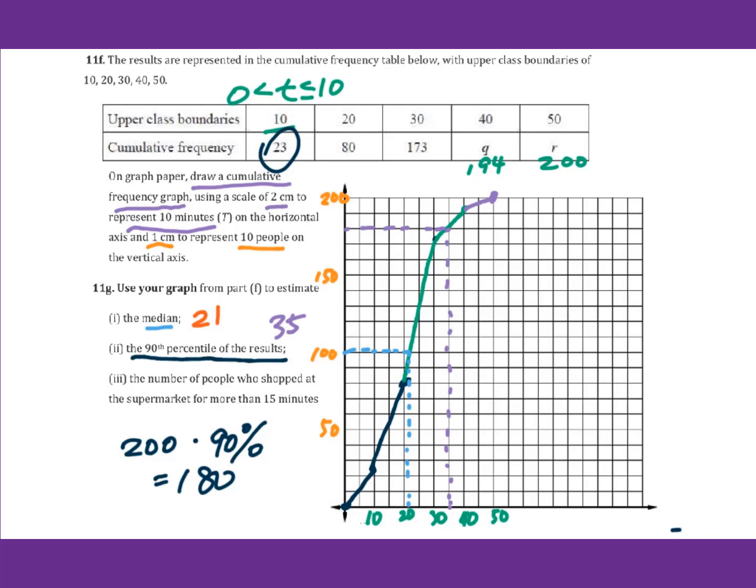Number 3, the number of people who shopped at a supermarket for more than 15 minutes. This is 15 here. More than 15 minutes means from here to here. We could say this one is 55. Then 200 minus 55, that is 145. Remember, whenever you see more than, most probably you need to do the subtraction like this.